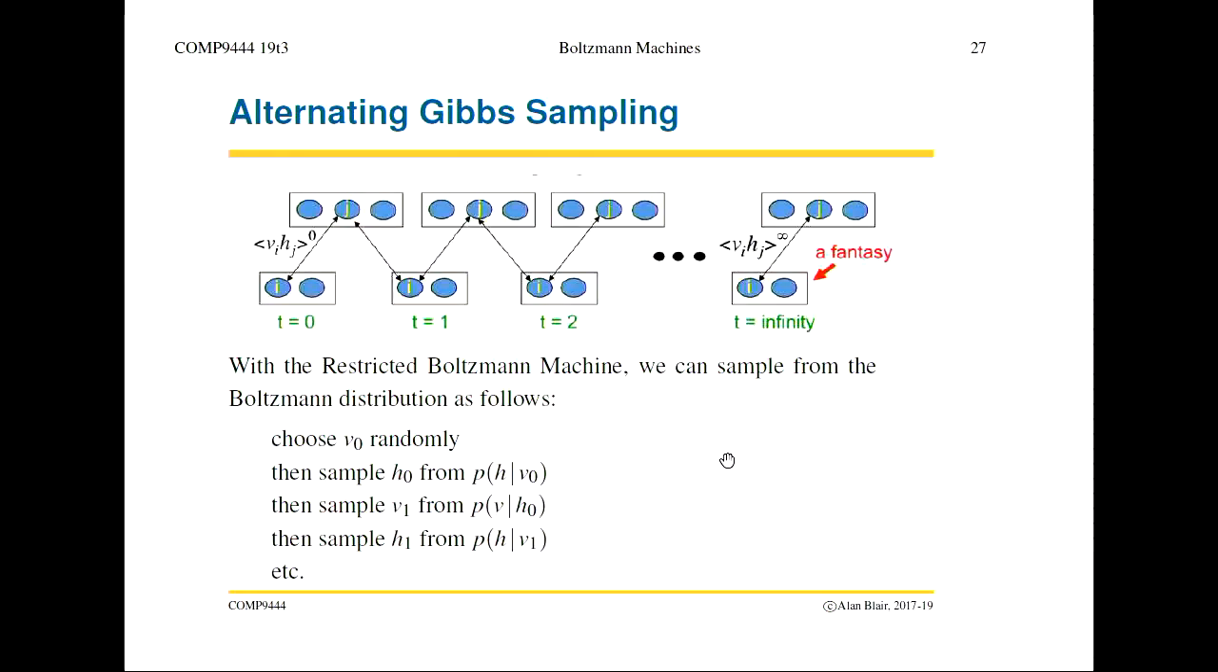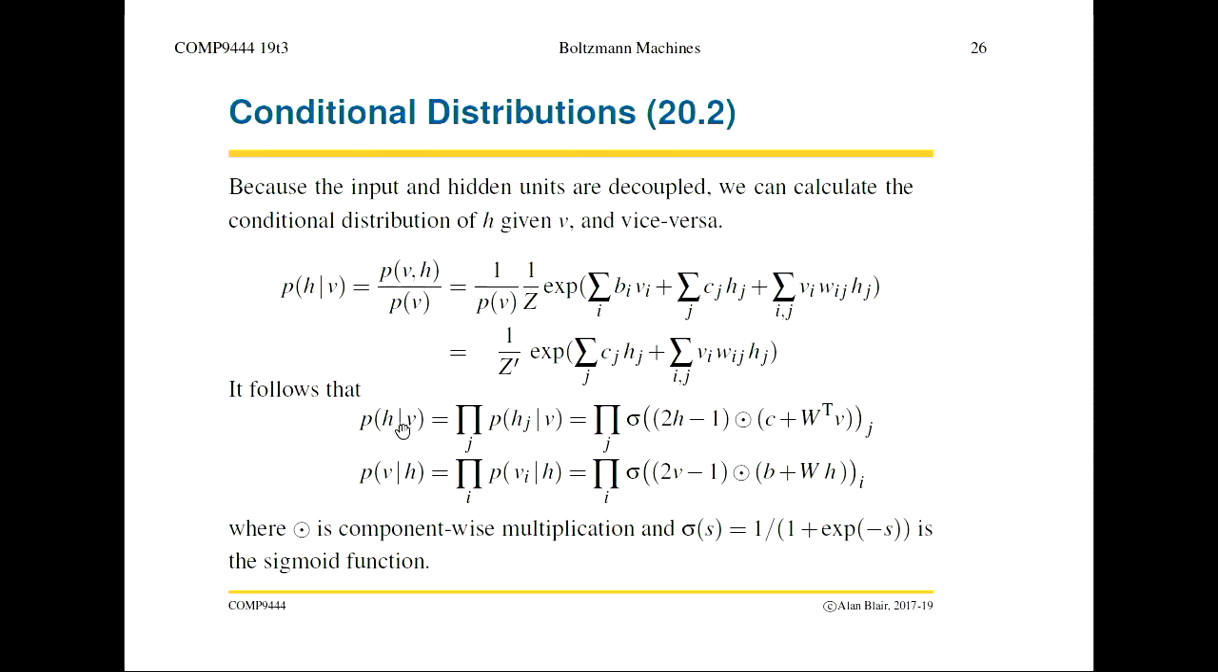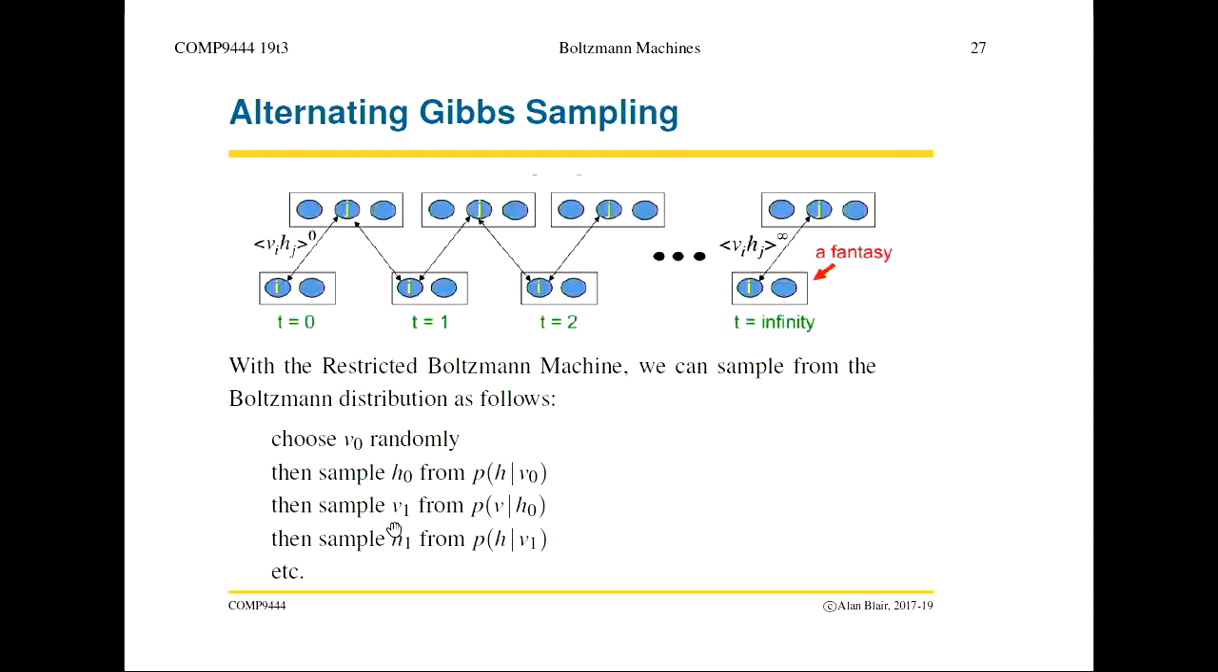Now we want to change the weights so that the probability of the data we've been given is maximized, and we could do this by a process known as alternating Gibbs sampling. So we randomly start with an image.